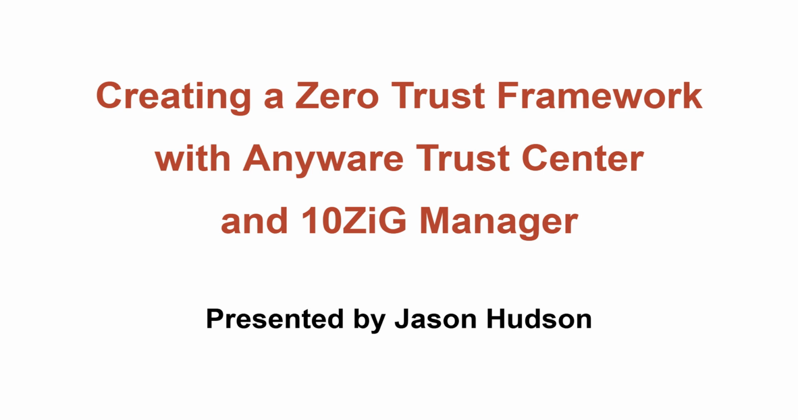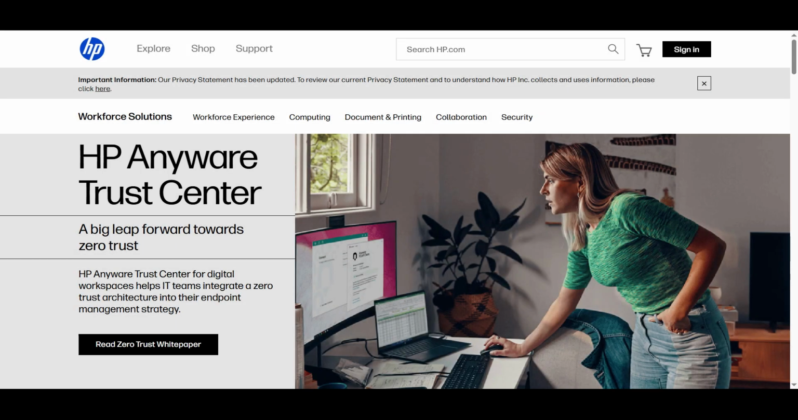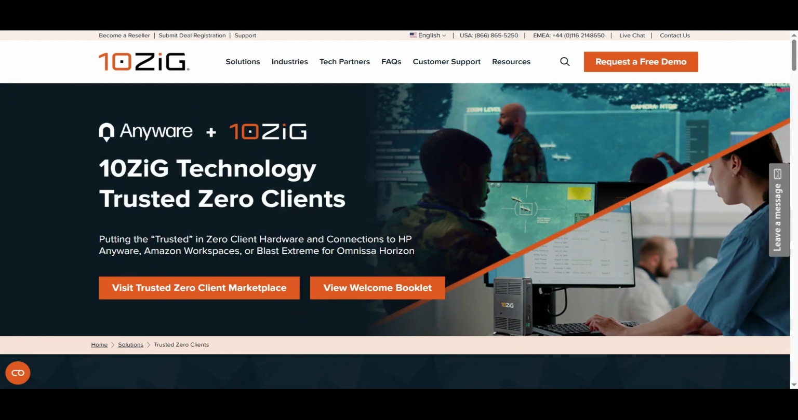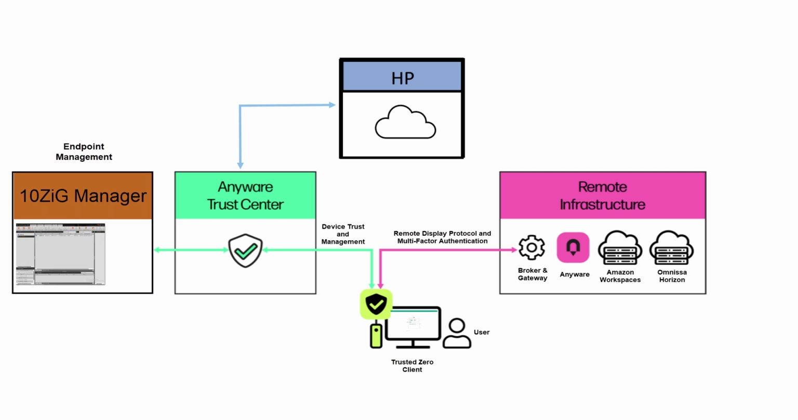Hi, I'm Jason Hudson from Tenzig Technology, and today we'll be showing you how to set up an HP Anyware Trust Center in conjunction with Tenzig Manager to allow you to connect and administer your Tenzig Trusted Zero clients. The Trust Center is the security and policy engine for the Trusted Zero client, and since it doesn't have a graphical user interface, an Endpoint Manager is used in conjunction with the Trust Center. The Tenzig Manager uses API calls to communicate with the Trust Center and configure and maintain the Trusted Zero client.